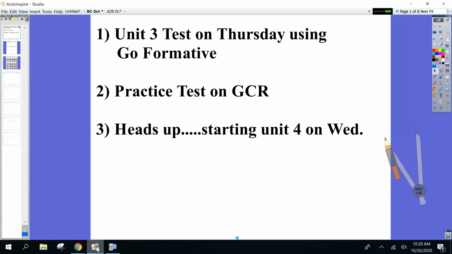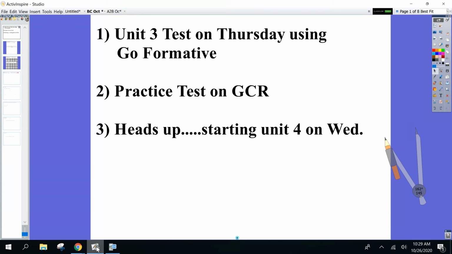Today we finish the unit. Tomorrow we review for the test. On Tuesday we review for the test. Wednesday we are starting the new unit, Unit 4, and then we'll take the test on Thursday. So just be careful of that gap right there. Tuesday we review and then we take it on Thursday. Be careful of that gap, please.